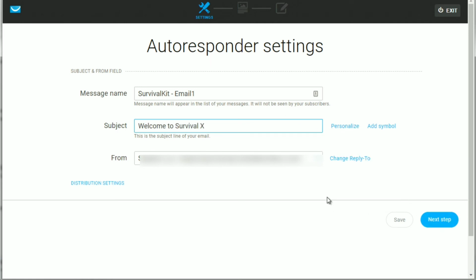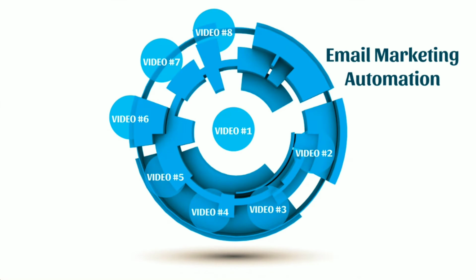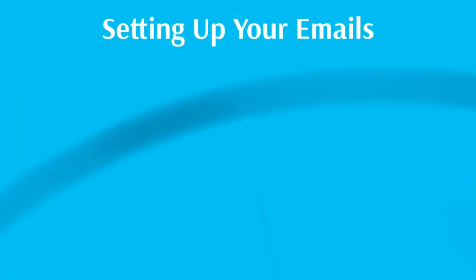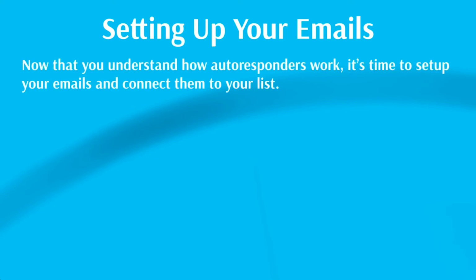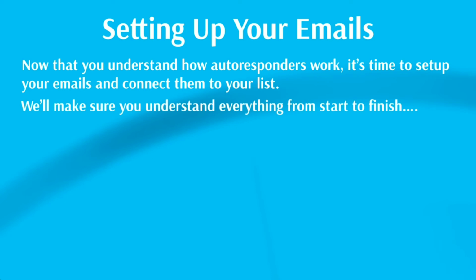Now, I don't want to cover too much because we're going to actually show you that in the next video. Hello and welcome to video number 8. And in this video, we're going to talk about setting up your emails. So now that you understand how autoresponder systems work and how to set them up, it's time to set up your emails so that we can fill in the autoresponder series and then connect them to your email list. And we'll make sure that you understand everything from start to finish. So let's jump right in.